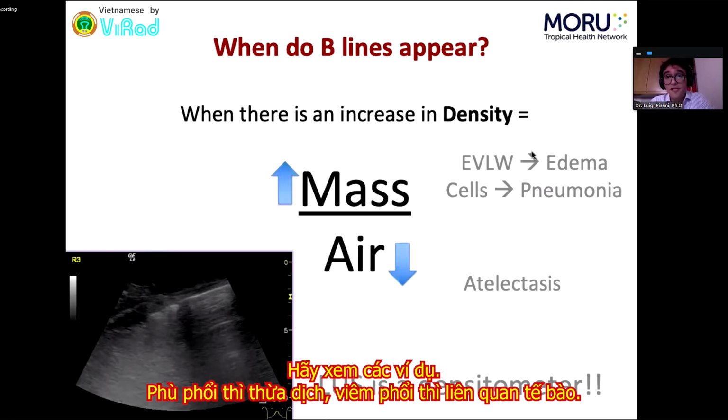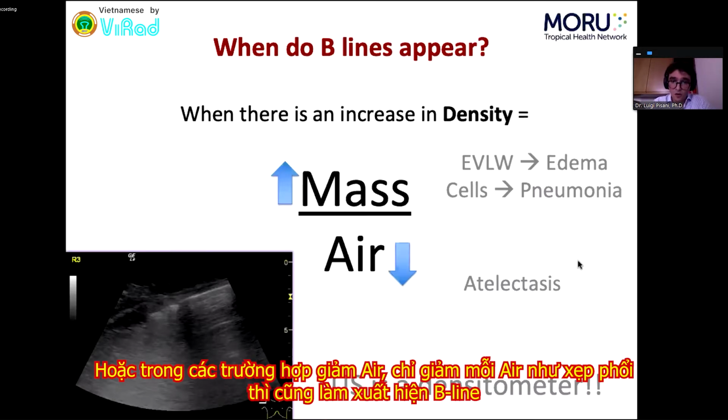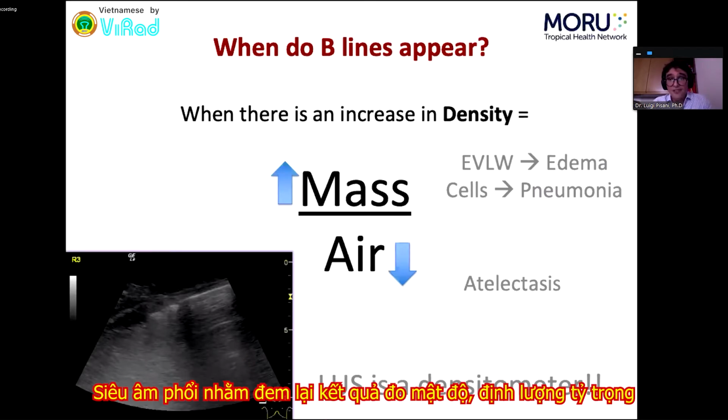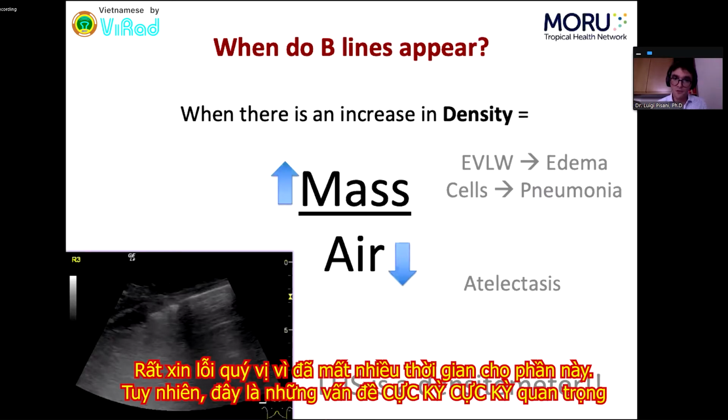So for example, in pulmonary edema, it is fluid. But when we have pneumonia, it is cells, it is mass that increases, and they will create B-lines. Or when we have a simple decrease in air, like postoperative atelectasis, for example, we will also have B-lines. So lung ultrasound is also a densitometer. It estimates density. Sorry if I took a few minutes to explain this, but it's a very, very important concept.